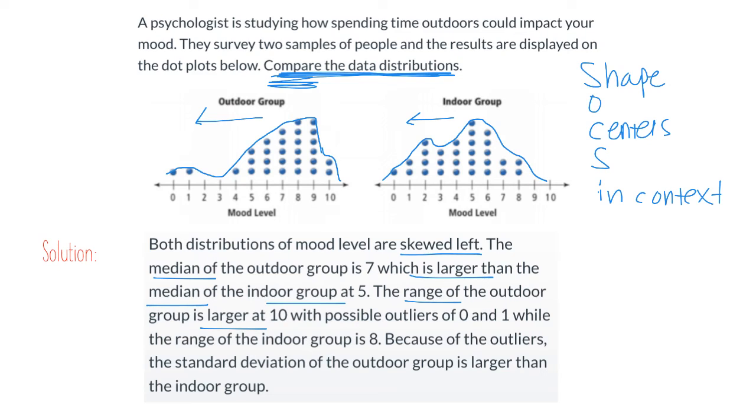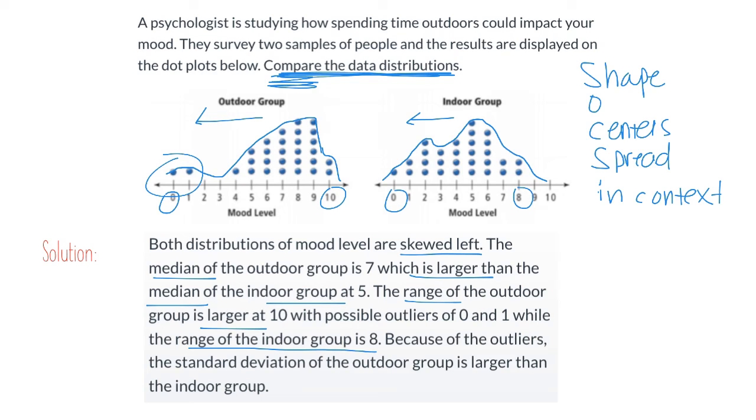The range of the outdoor group is larger. So range is a measure of spread, how spread out the values are. Range is usually the easiest one to do. Range is the difference between the lowest and highest value. So the range of the outdoor group is 10. That's because it starts at 0 and ends at 10. If you subtract 10 minus 0, you get 10. With possible outliers of 0 and 1, it's talking about these values here. And then the range of the indoor group is 8, because it goes from 0 to 8.